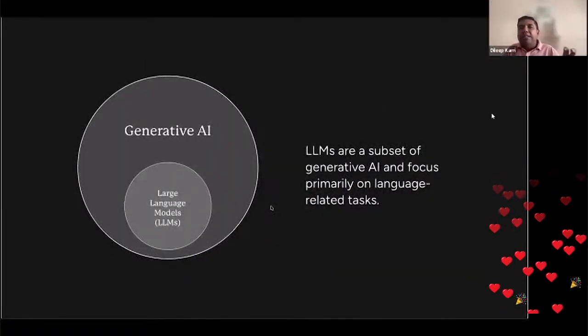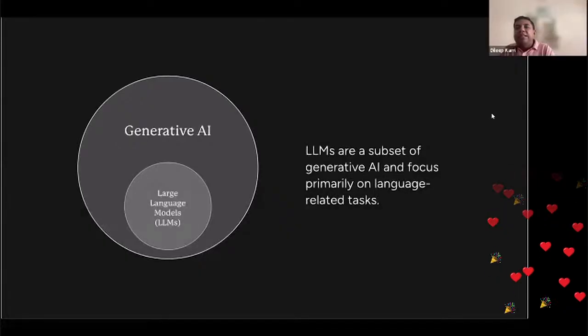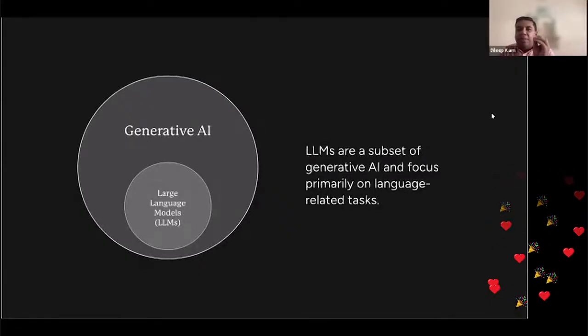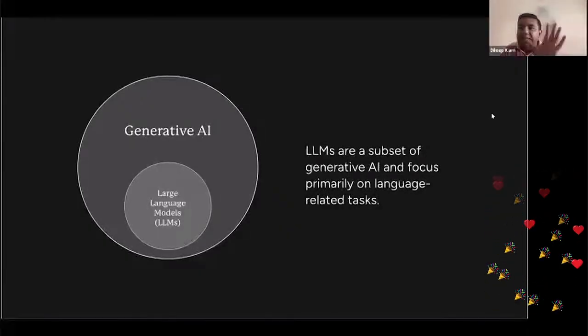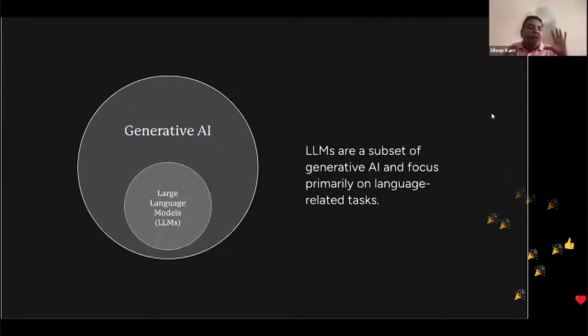Okay, so large language models are a generative AI subset, which is primarily focused on language-related tasks. Okay, if you are understanding this much, it is clear.